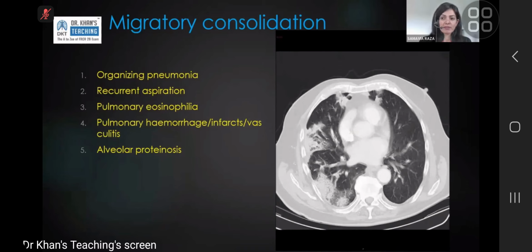The way to label somebody as migratory consolidation is more commonly on CT. The PACS system these days has access to decades of previous imaging. So migratory consolidation doesn't mean that the patient had a right lower lobe consolidation 10 years ago and today he has a left lower lobe consolidation, so that's a migratory consolidation.